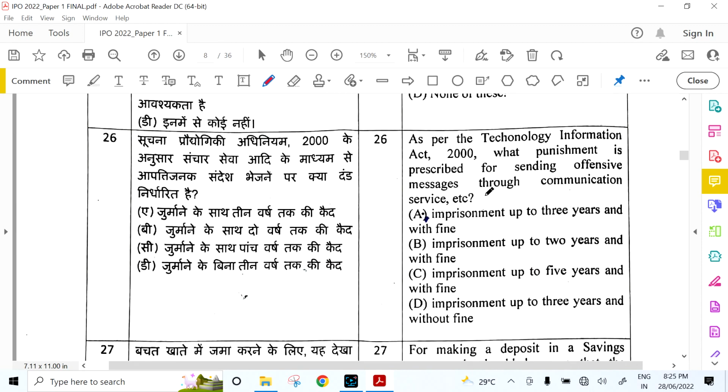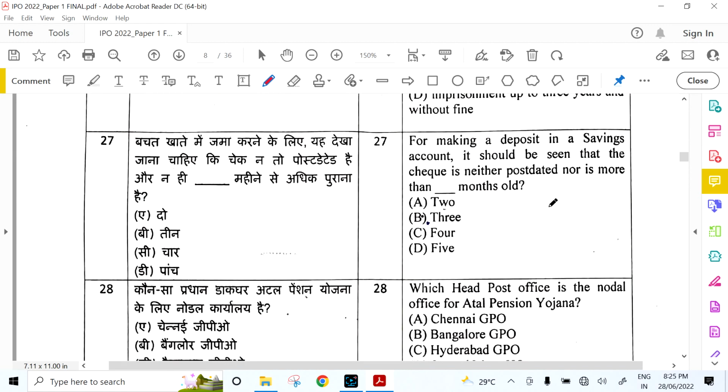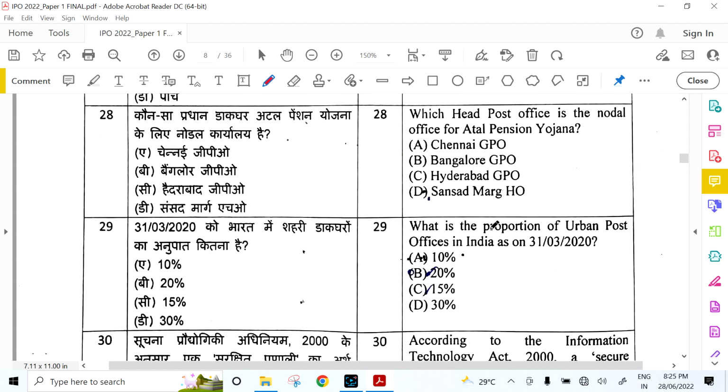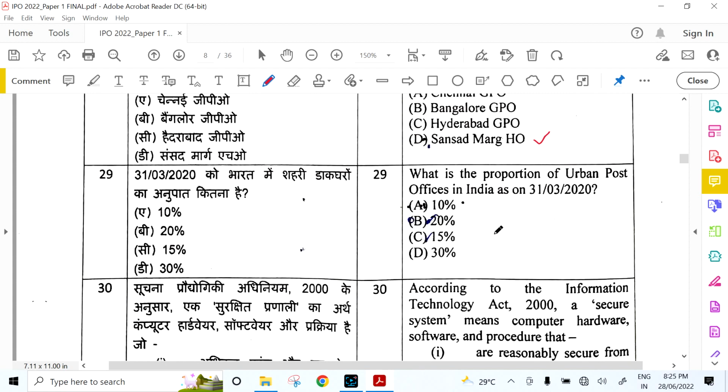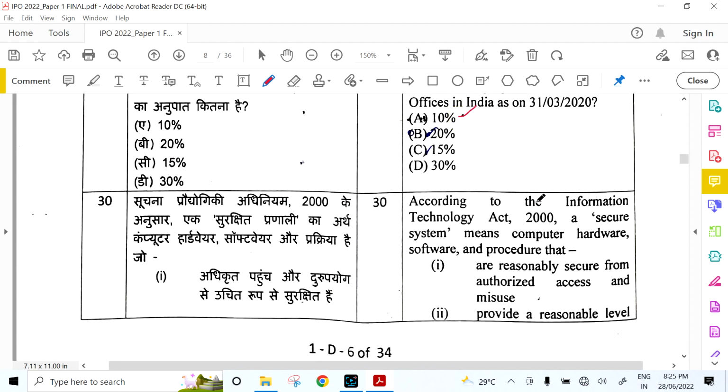Next question. As per Information Technology Act, IT Act 2000, which punishment is prescribed for sending offensive messages through communication service? Imprisonment up to 3 years with a fine. That is imposed. For making a deposit in savings account, it should be seen that the cheque is neither post dated nor more than 3 months old. The answer is B. Which head post office is nodal office for Atal Pension Yojana? It is Sansad Marg HO. What is the proportion of urban offices in India as on 31/3/2020? It is 10%. Urban is 10%, rural is 90%.